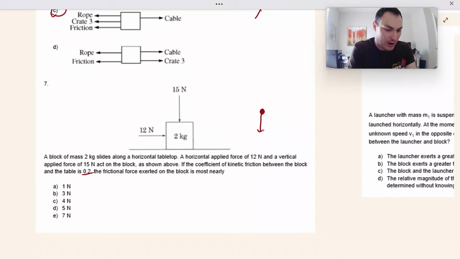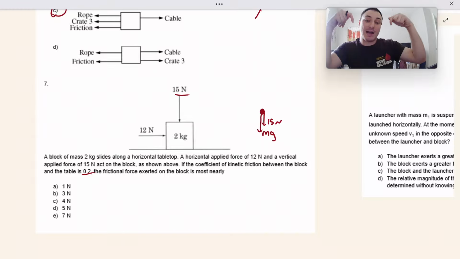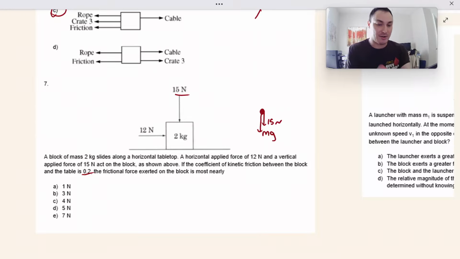So we have a force of gravity, mg, pointed down. We have a normal force pointed up, but we also have a 15 newton applied force pointed down as well. This force is pushing down into the block. The normal force is therefore equal and opposite to these two added together. It's not just equal and opposite to the force of gravity, because there's an extra force pushing the block into the surface. Normal force is always equal and opposite to the total force into the surface.